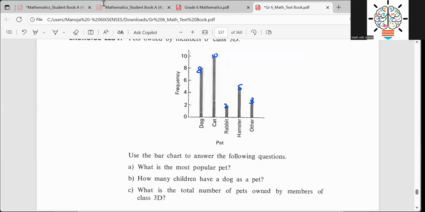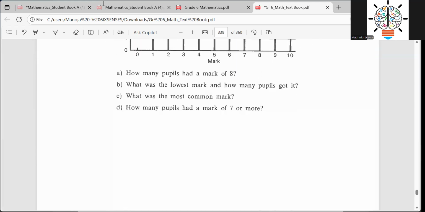How many children have a dog? So then you just go and see that it is 8. What is the total number of pets owned by members of the class 3D? What you are supposed to do, children? You add everything. 8 plus 10, 18. 18 plus 2, 20. 20 plus 5, 25. 25 plus 3, 28. So the total number of pets owned by the members of the class is 28, right?